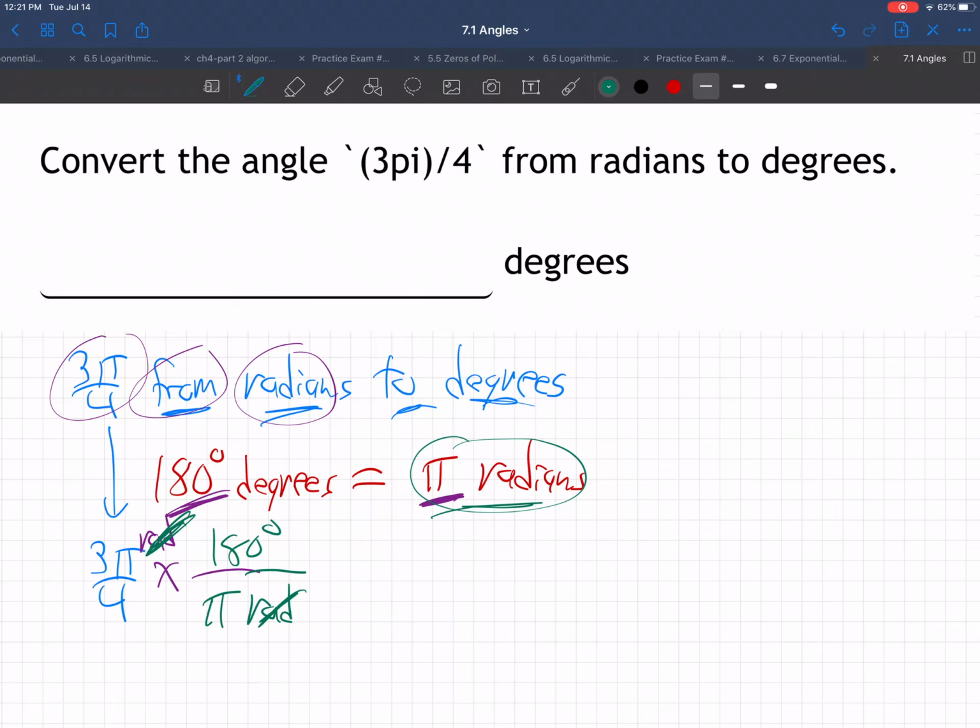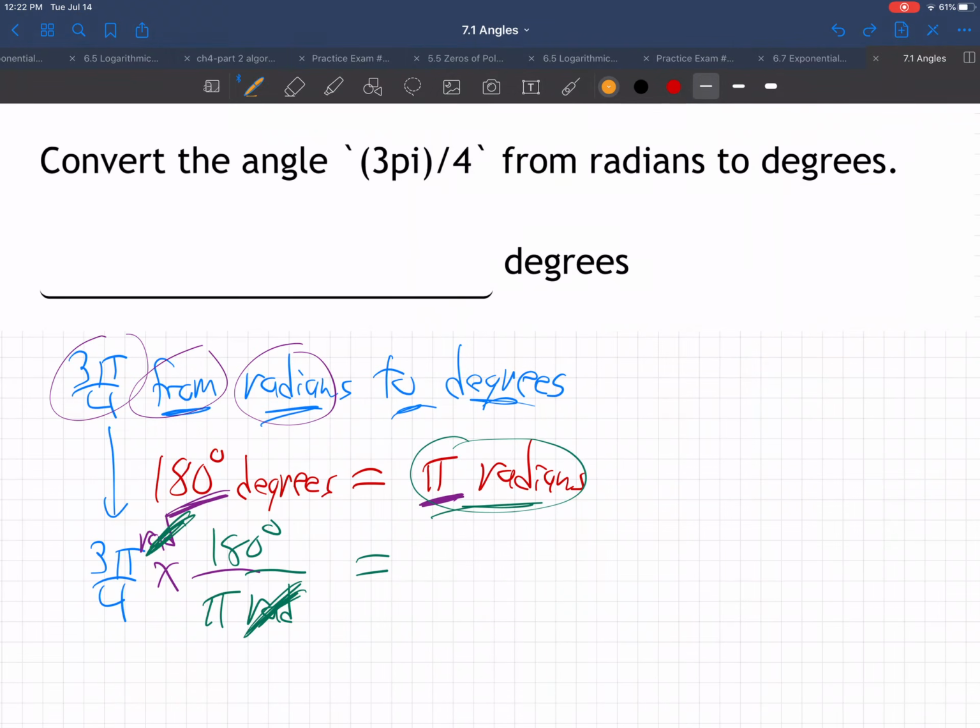How do you know that? Because that way radians will go away, and what we'll have left is degrees. Does that make sense? You know which way to put that fraction, whether to put 180 degrees on the top or the bottom, pi radians top or bottom. You put on the bottom what you want to cancel out. I wanted radians to cancel out, so I put them on the bottom, pi radians, and that left 180 degrees on the top.